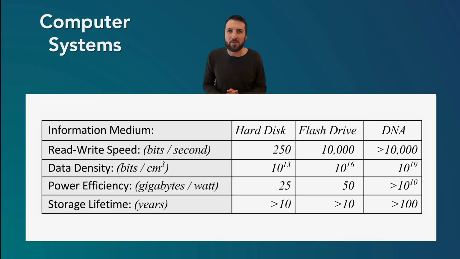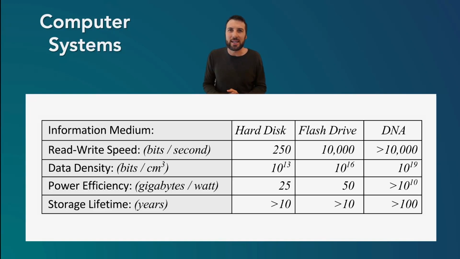So here, DNA is also included side by side with hard disk and flash drive. Now, using these bits of data, the units of Shannon entropy, you can understand the read-write speed, how many bits per second it can read and write, how much data density can be stored, the bits per volume, the data efficiency, how many bits can be processed for a given amount of energy, and the storage lifetime.